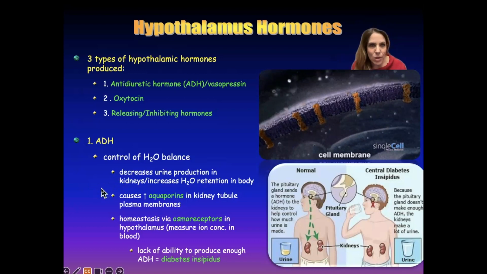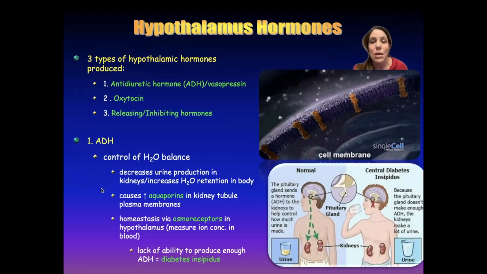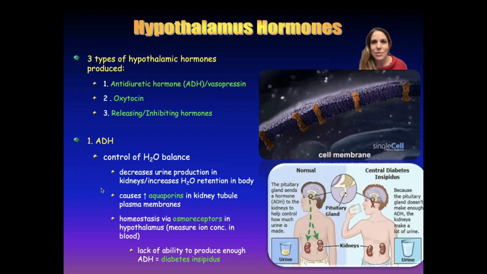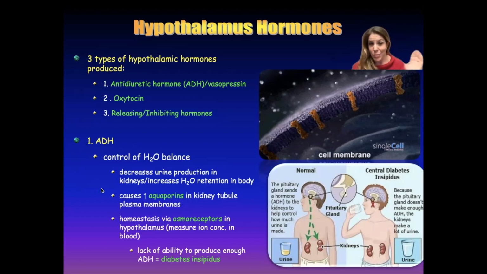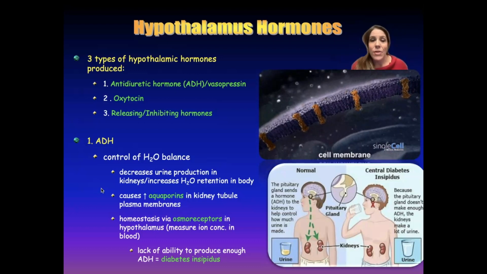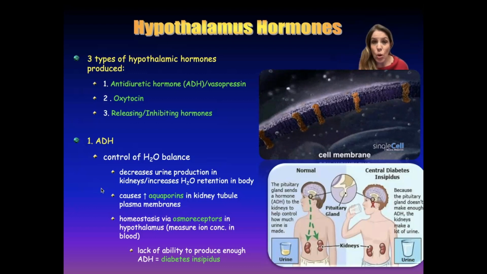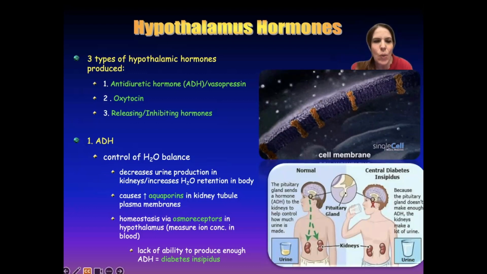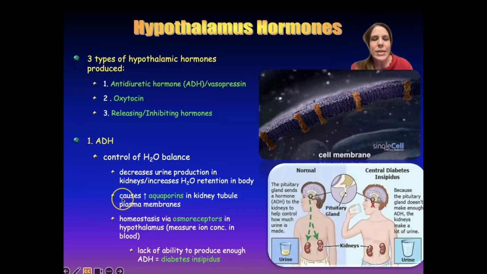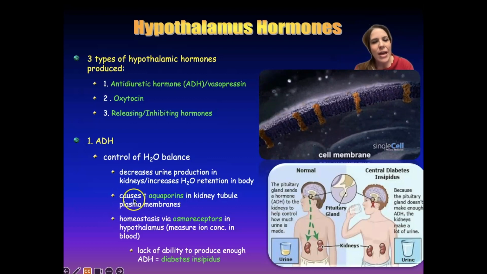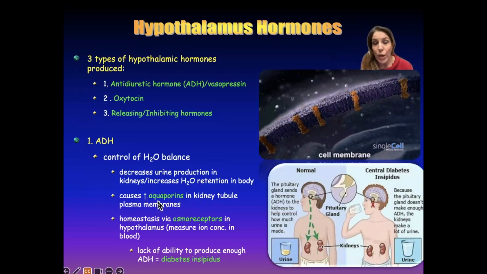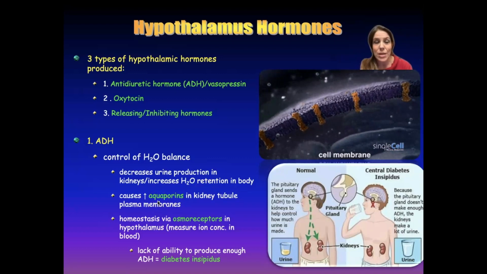So decreasing urine production, and the reason for that is it's going to tell the body, specifically the kidneys, to retain water from those kidneys. Instead of sending that water out into the urine so that you pee a lot, you instead are going to have that water retained or reabsorbed into the body. And so how does ADH cause this ultimate effect to happen? Well, it's going to send messages to the kidneys that tell the kidney tubules to increase the number of aquaporins in the plasma membrane of those kidney tubules.